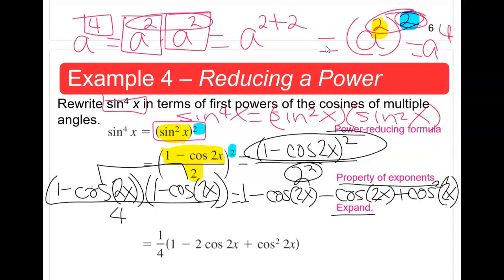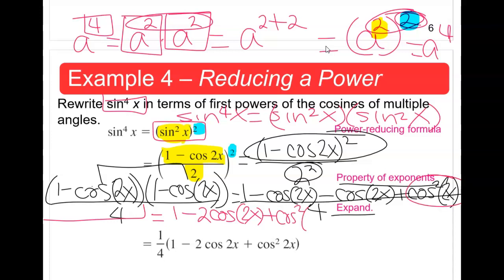And remember, we had everything divided by 4. So at this point, we will get 1 minus 2 times the cosine of 2x plus the cosine square of 2x. And of course, everything divided by 4.